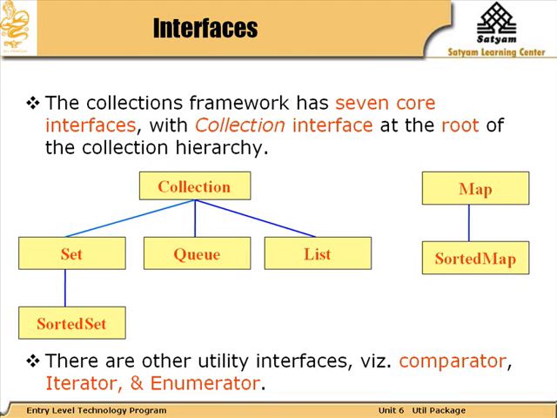When would you use a map? A map, as discussed, is a collection of key and value pairs, where key represents a unique element mapped to a value object.